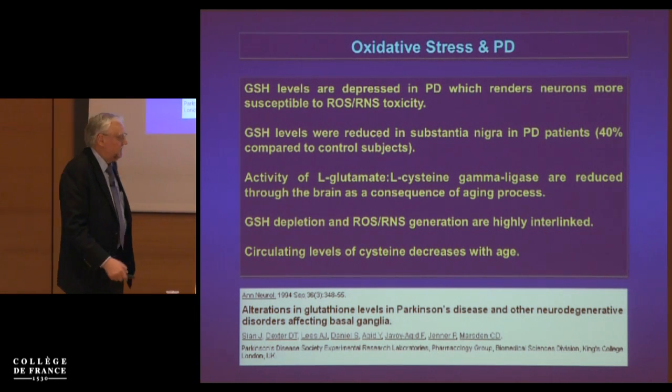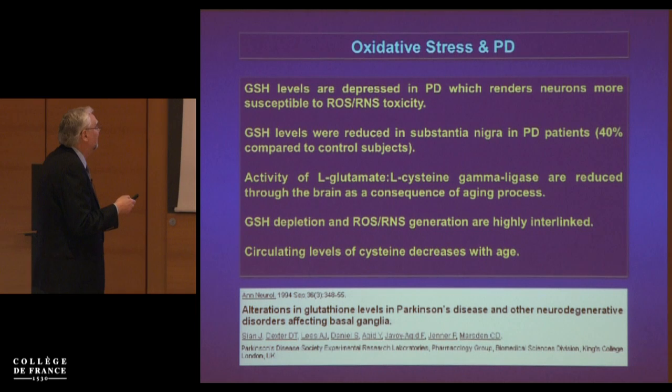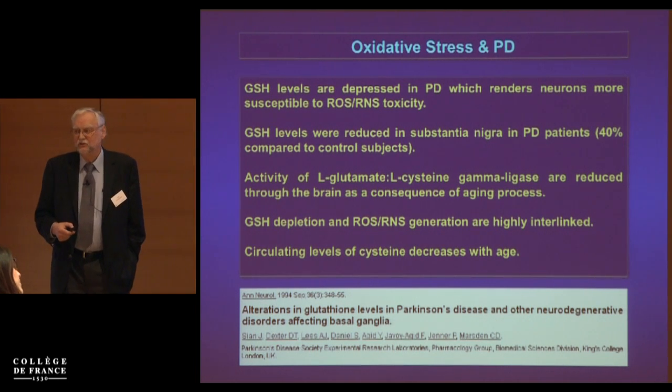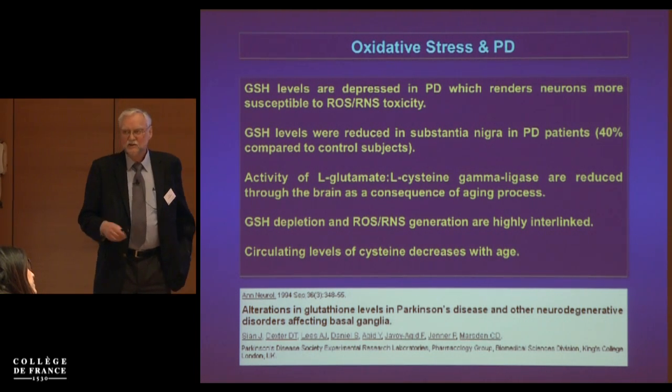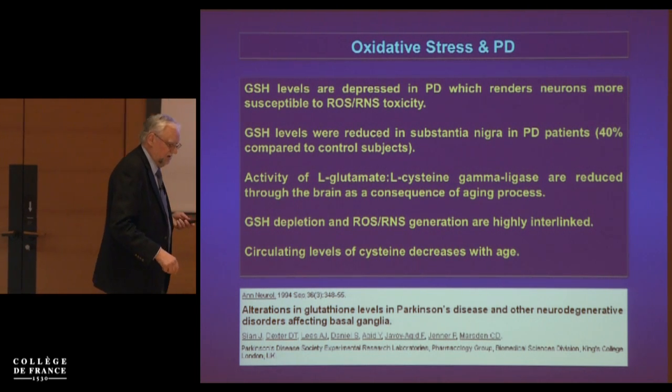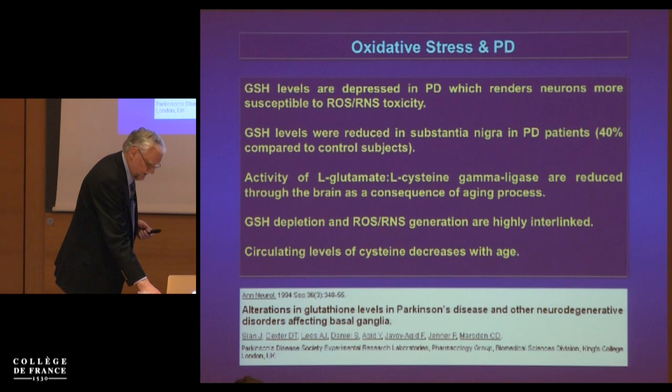I think I already said this, so I'll go over it quickly. Glutathione goes down in Parkinson brains, and when we age, we lose cysteine, we lose glutathione. The cell is normally reduced on the inside, more or less fully reduced on the inside.